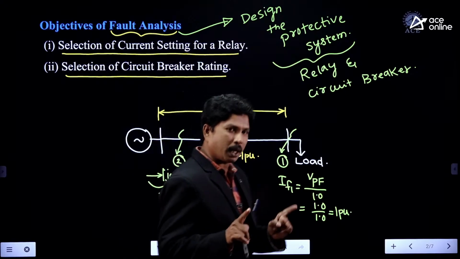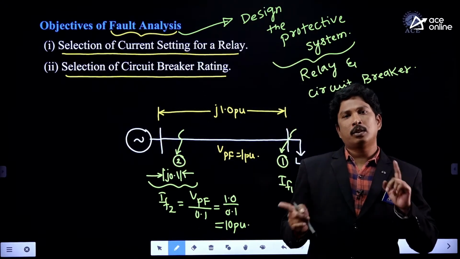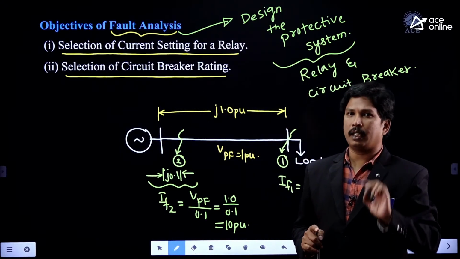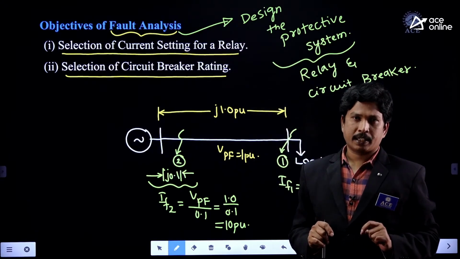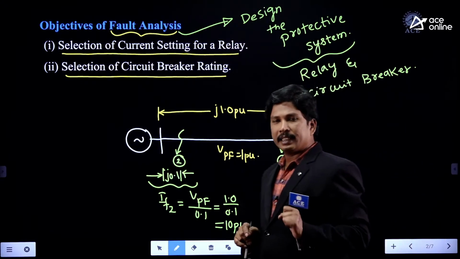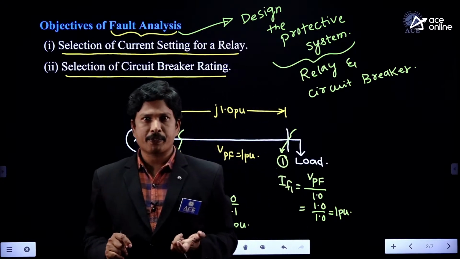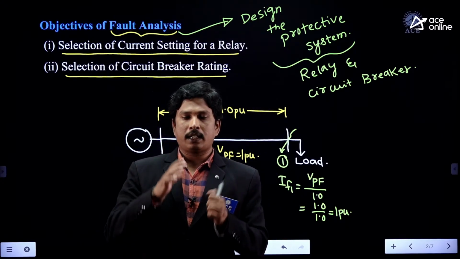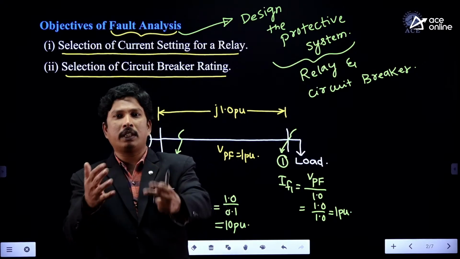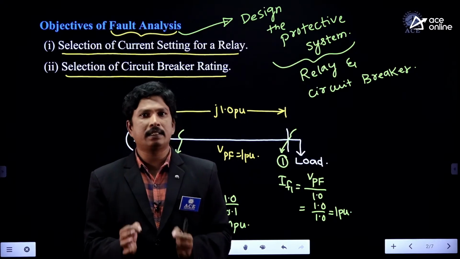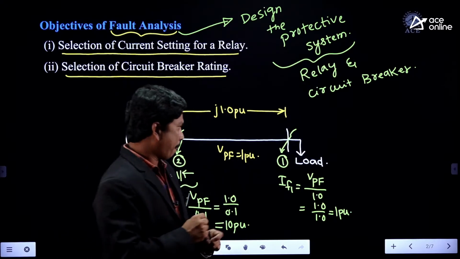Suppose these two are the only situations we have. Then for any one of these two situations we have to give the relay current setting. Relay current setting is nothing but the set current of the relay or pickup current of the relay. The current at which the relay has to give the trip signal to the circuit breaker is the current setting of the relay. Now see.